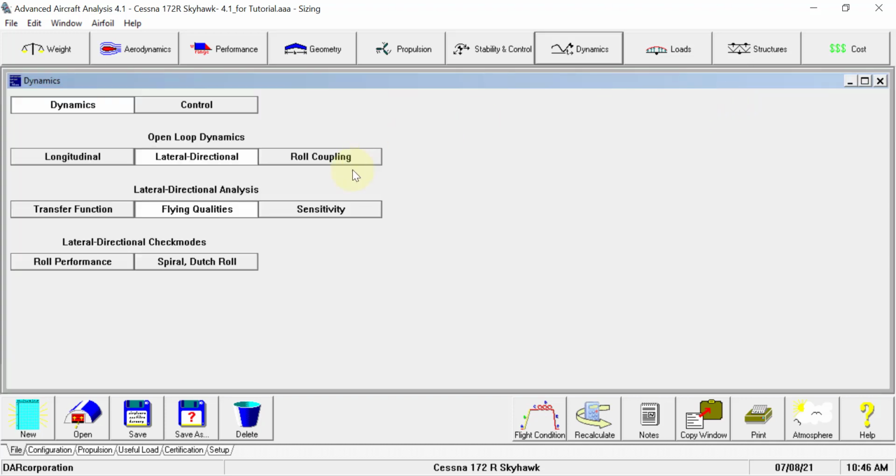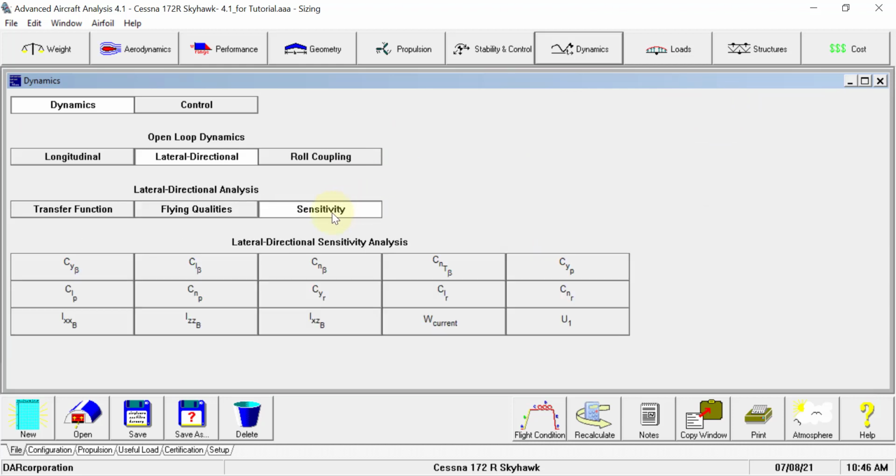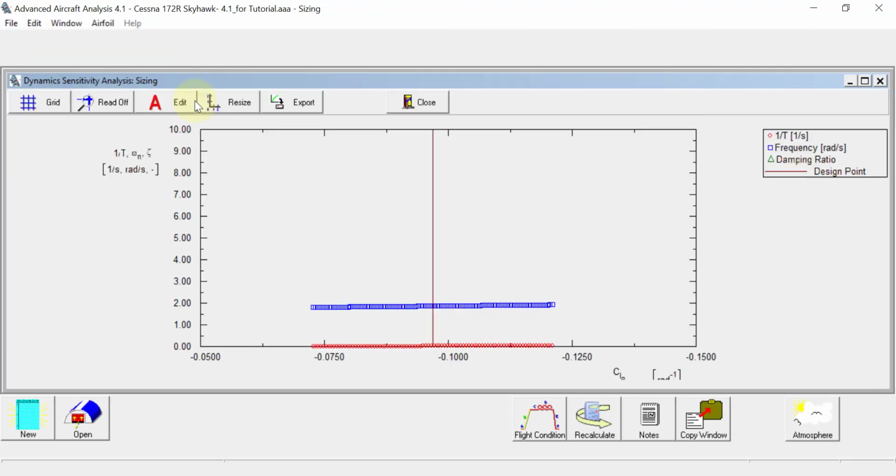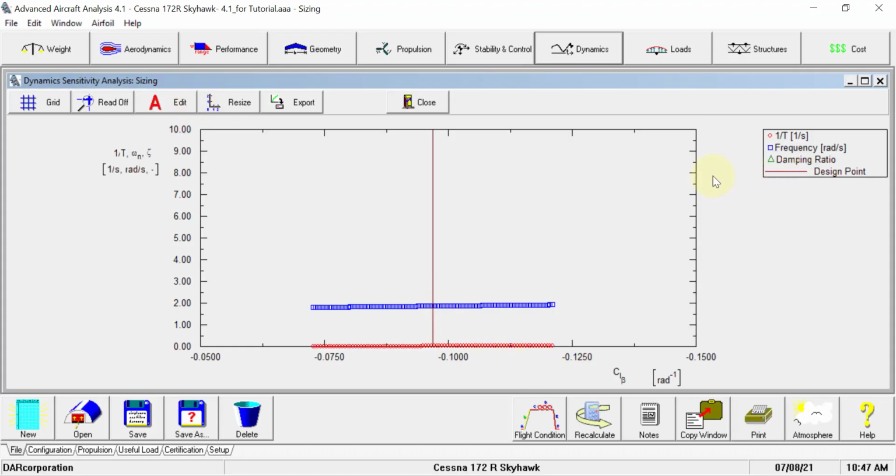Therefore, we can look into the sensitivity module here. So the sensitivity basically will show us how particular parameters can change and what impact that will have on the damping ratio. So let's, for example, take a look at CL beta. So here we basically ask to plot a minimum value for CL beta and a maximum value for CL beta. So let's say we want to look between 75% and 125% of our original CL beta. So if we plot this, we can basically see what our damping ratio is for different values of CL beta.